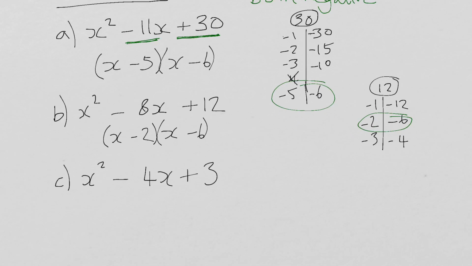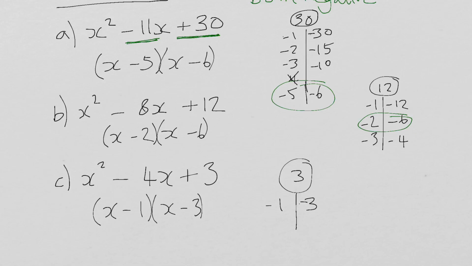And for the final set, 3 is a prime number, so the only numbers that multiply to give me 3 are 1 and 3, and both of those would have to be negative. So I'll have x minus 1 and x minus 3. Just a quick word on this: if you've put the numbers in the other way round, so here for example you had x minus 6 and then x minus 5, that's okay. Here if you had x minus 6 in the first bracket and x minus 2 in the second bracket, that's also okay. And here if you had x minus 3 followed by x minus 1, that would also be okay.